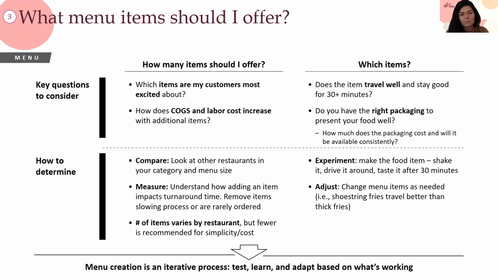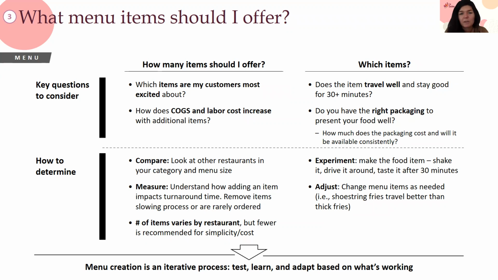We have some sample benchmarks on the next page. And two, measuring how adding an item impacts your turnaround time. So implementing that test and learn that we described as an advantage of delivery platforms. You should remove items that are slowing down your process or are rarely ordered. And then the third is general guidance. Number of items does vary by restaurant, but in general, we recommend fewer for better simplicity and reduced cost.